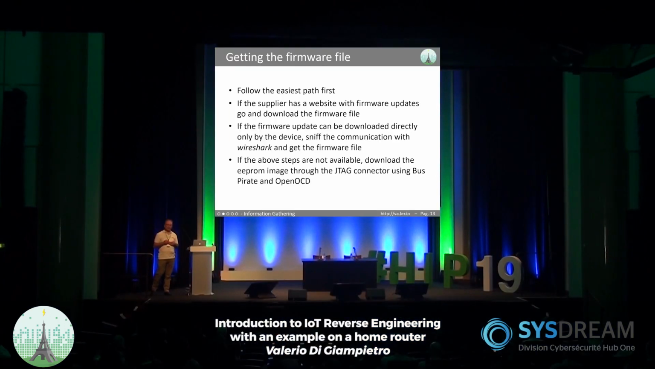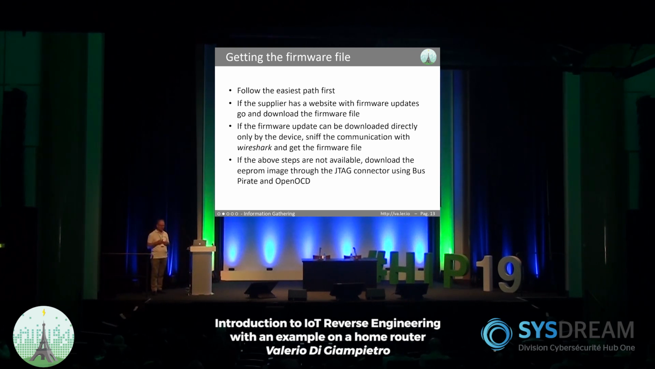The last step of information gathering is to get the firmware file. We always follow the easiest path first. This means that if the supplier has a website with the firmware updates, we go and download the firmware file from there. If the firmware update can be downloaded directly only by the device, we can sniff the communication with Wireshark and get the firmware file.